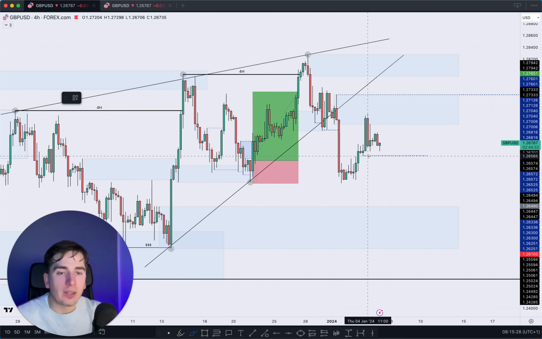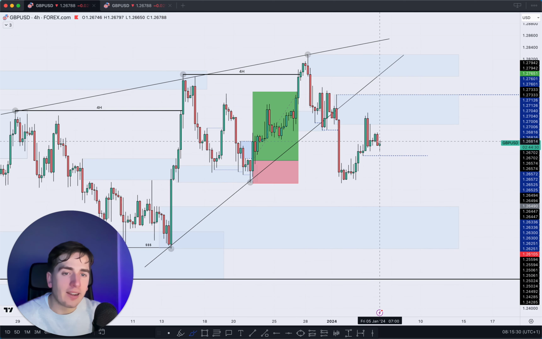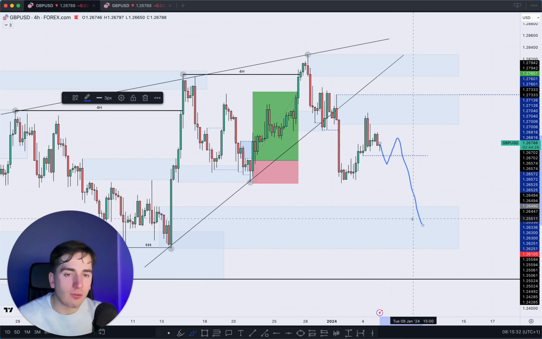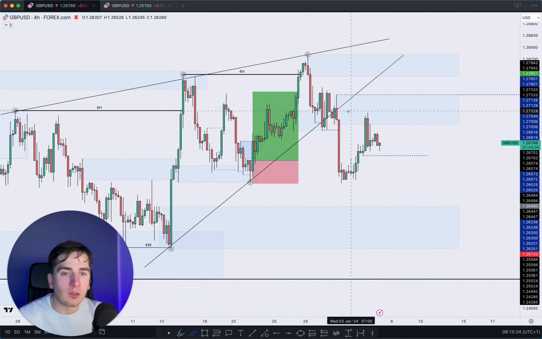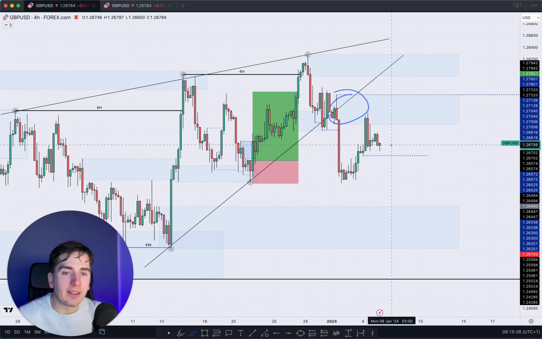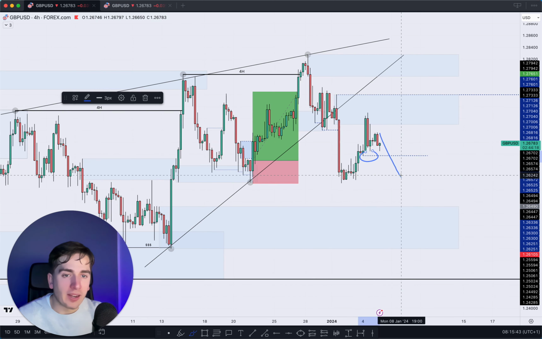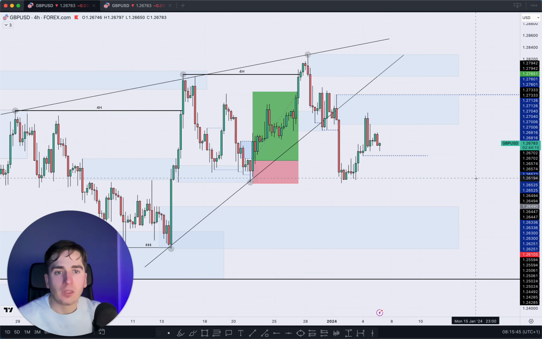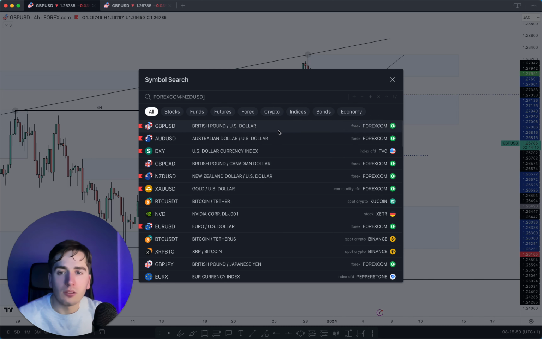Now, what I'm waiting for is a break of the fractal low over here. If we break that fractal low, I will be looking for a short. For now, it's just ranging in between this area of supply and this area of support. I'm not really gonna try and screw with it. I'm just gonna be waiting for a low break over here, then push and then push. So that's pound dollar. Then NZDUSD.